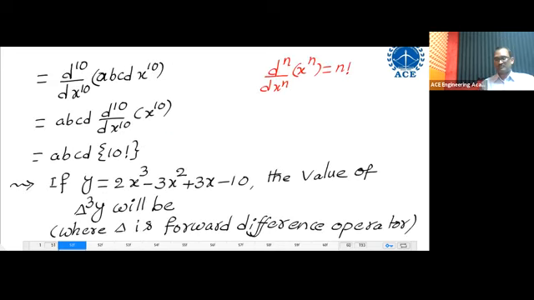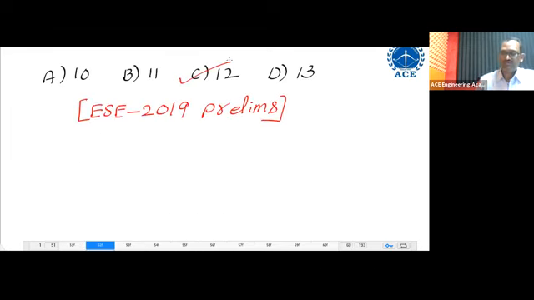Similar to the previous problem model, it is a continuous function. X power any positive integer is a continuous function. So this is a continuous function. Therefore, delta cube y becomes the direct derivative, d cube y by dx cube, means 3 times the differentiation of this. Try yourself. Syllabus completed.